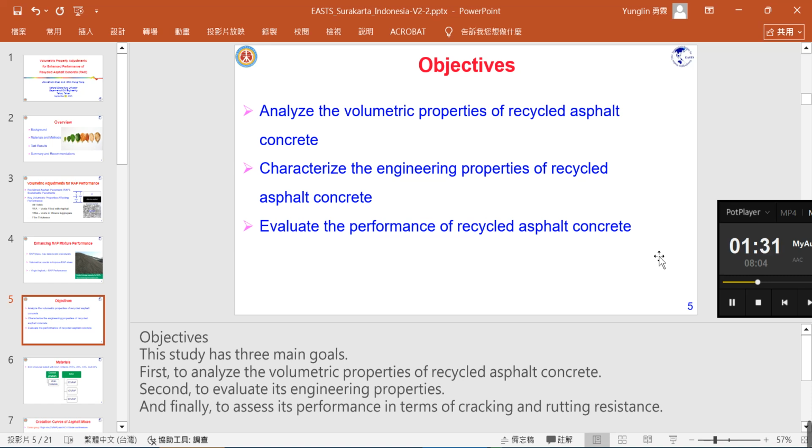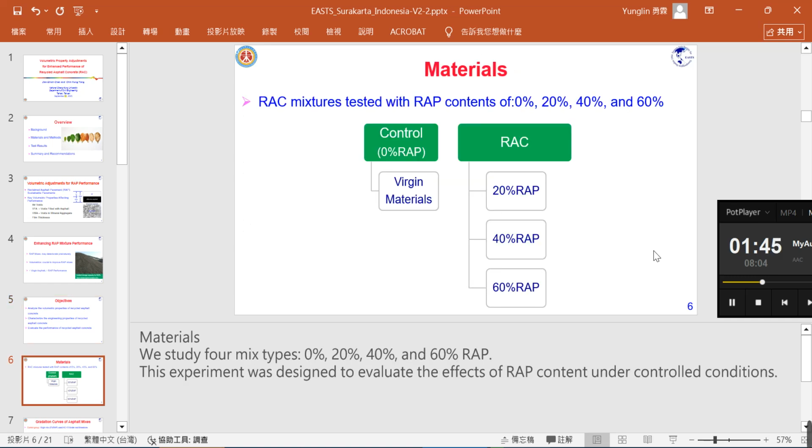First, to analyze the volumetric properties of recycled asphalt concrete. Second, to evaluate its engineering properties. And finally, to assess its performance in terms of cracking and rutting resistance. Materials. We study 4 mix types: 0%, 20%, 40%, and 60% RAP. This experiment was designed to evaluate the effects of RAP content under controlled conditions.